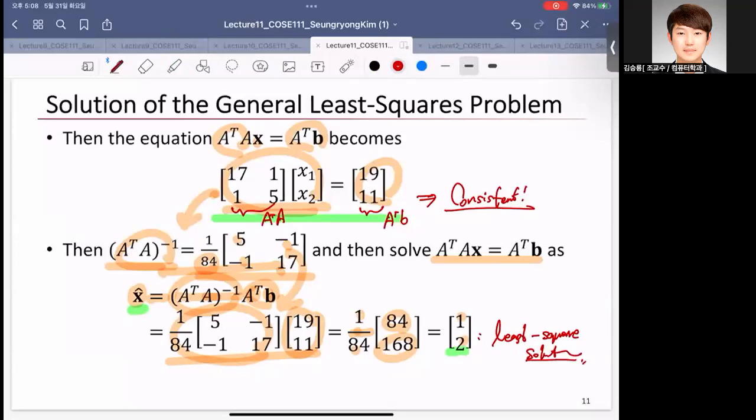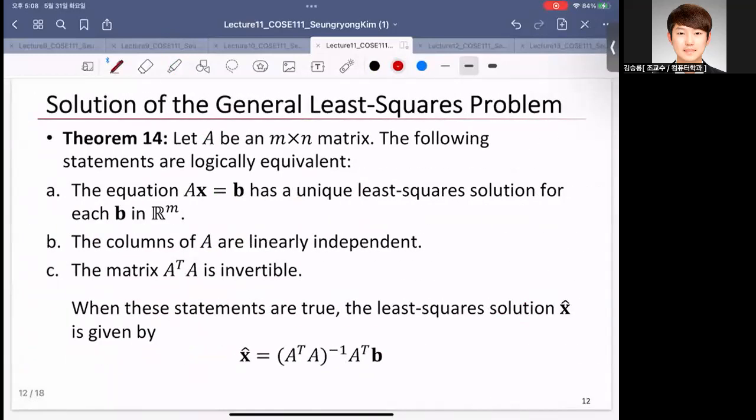Okay, that's it. And here was theorem 14 about the least square solution.